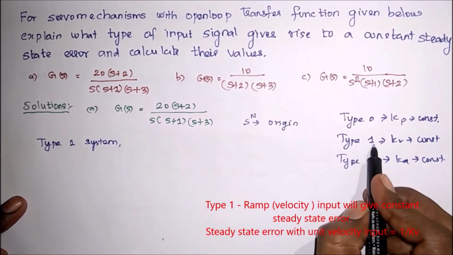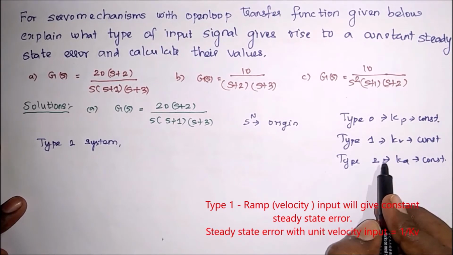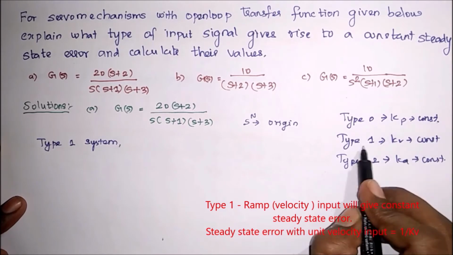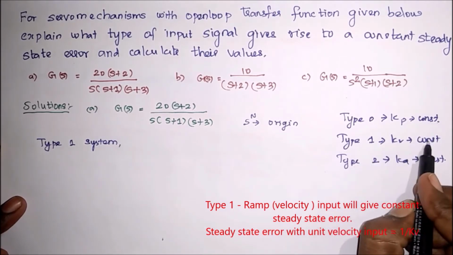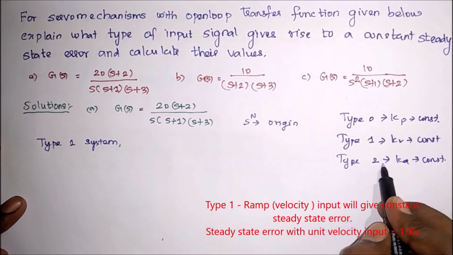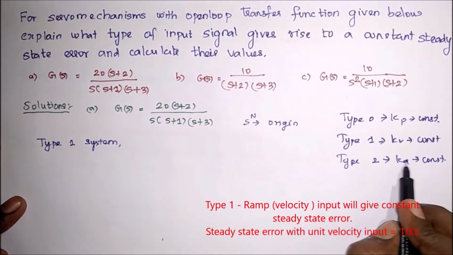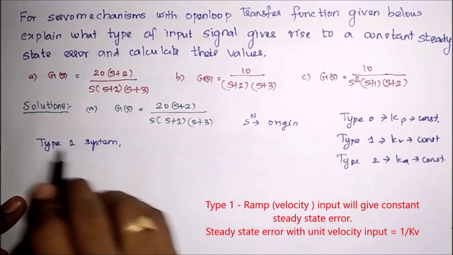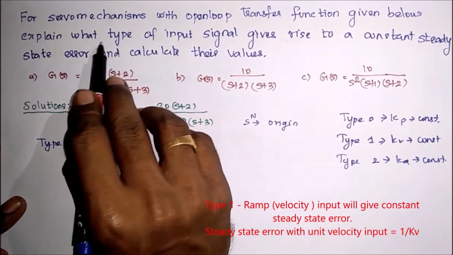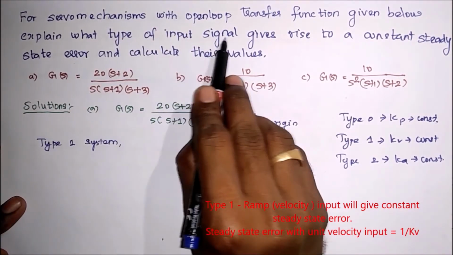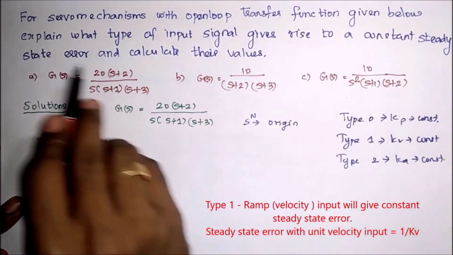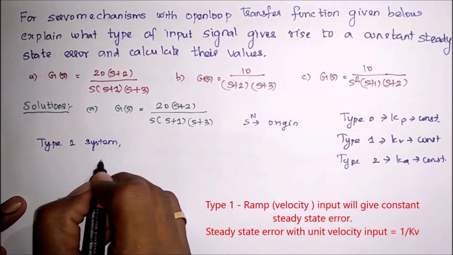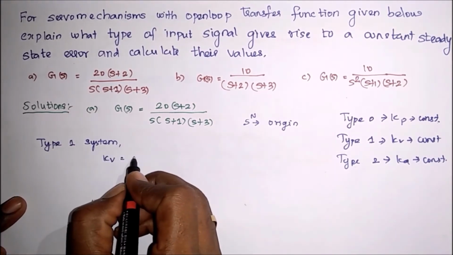We know, according to the basic definitions and derivations, a type 0 system will give a positional error constant value. A type 1 system will give a velocity error constant value. A type 2 system will give an acceleration error constant value. So according to these three concepts, this is a type 1 system. Therefore, according to the given problem, explaining what type of input signal gives rise to a constant steady state error: for a type 1 system, the velocity error constant will give the constant value.